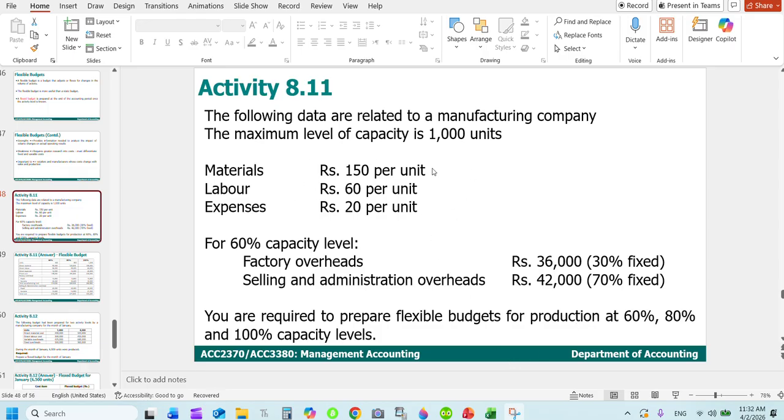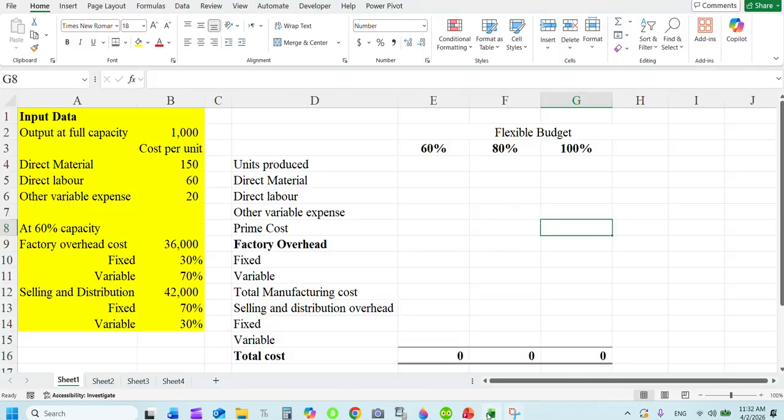So these are your inputs with data. Our maximum capacity level or our full capacity level is 1,000 units. And these are per unit information. And these are the overhead costs, which are factory and other one, non-manufacturing overhead costs. Part is fixed, part is variable. Okay, let's take this information to our worksheet.